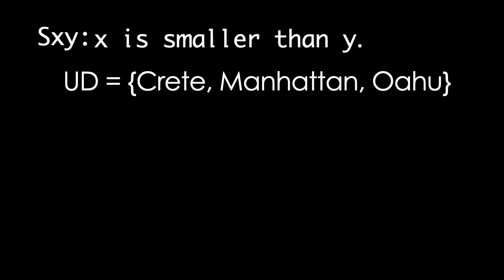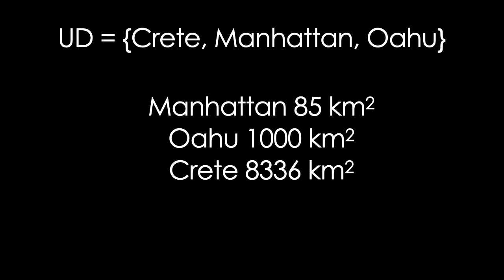We know that the Universe of Discourse contains Crete, Manhattan, and Oahu. Here are the geographical facts. Manhattan is the smallest at 85 square kilometers. Oahu is second. Crete is the largest. So what is the extension of S?